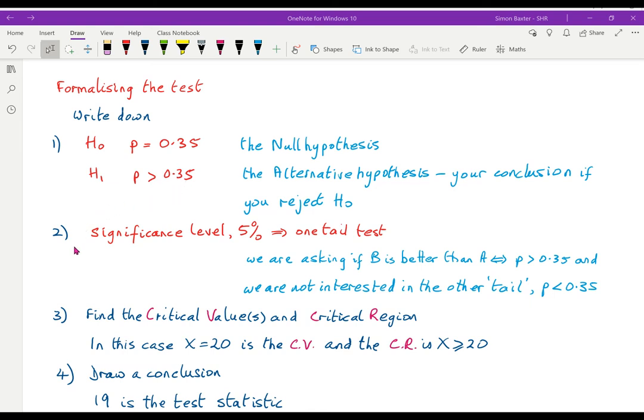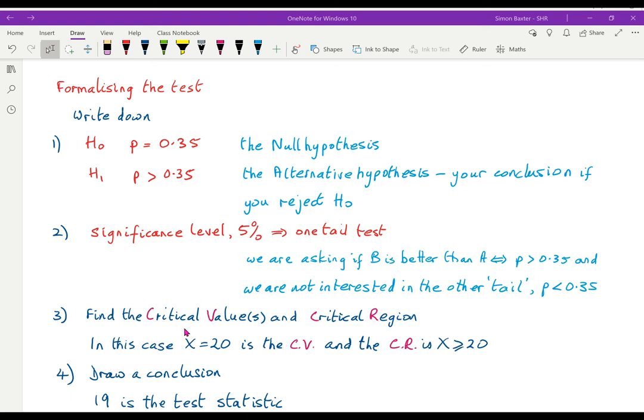Then I like to see you write down the significance level. In this case, we're using 5%. And we're also using a one-tailed test. We are using the idea that p is greater than 0.35. We're testing whether B is better than A. We're not testing whether B is different to A. If B was different to A, then we would be surprised if p was too small or too big. In this case, testing B better than A, we're only going to be surprised if p is too big. So there's your one tail.